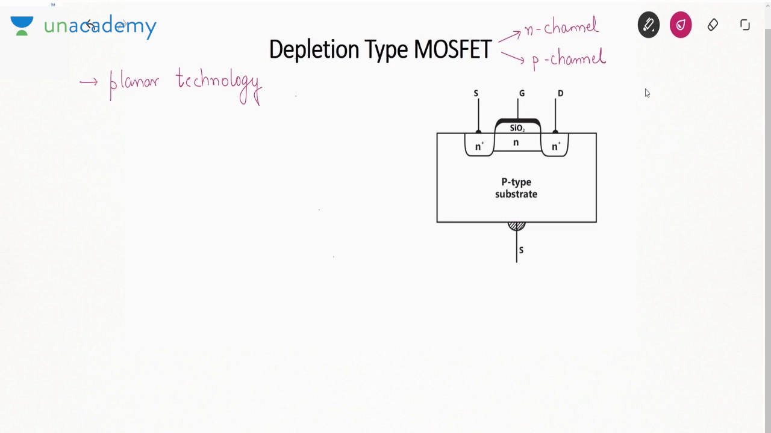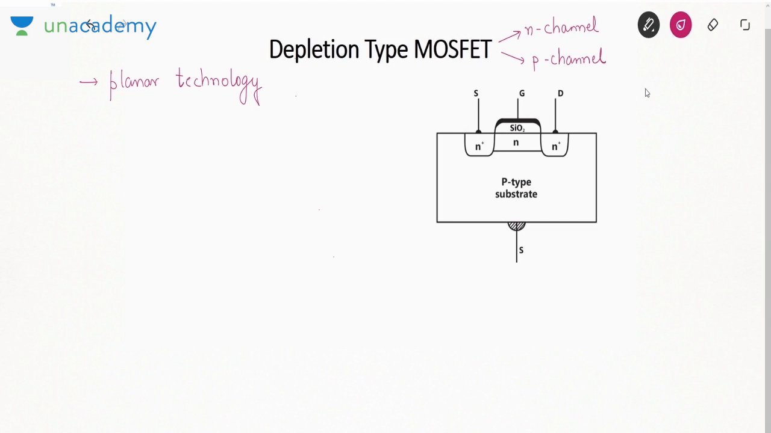What is a channel? Channel is the path of current flow. If the path of current flow is N type, it is called an N channel. If it is P type, it is called a P channel. Is it fine? As simple as that. Current will flow between source and drain, and the path of current flow can be N type or P type, and that is how we decide N channel or P channel MOSFET.